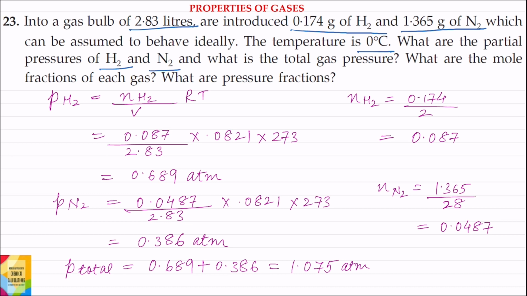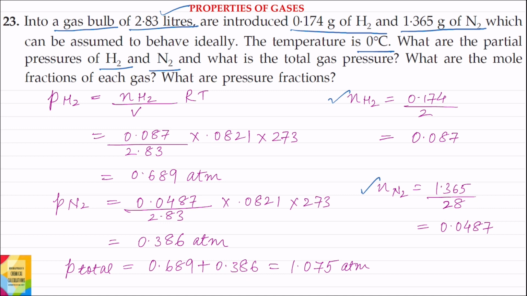What are pressure fractions? For this question, first of all, the volume of both hydrogen and nitrogen will be equal to the volume of the gas bulb, that is 2.83 liters, because hydrogen and nitrogen will occupy the entire volume available in the gas bulb. अब सबसे पहले मोल्स ऑफ हाइड्रोजन और मोल्स ऑफ नाइट्रोजन फाइंड आउट कर लेंगे.